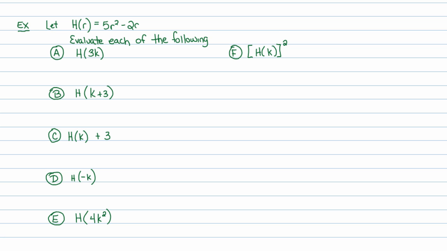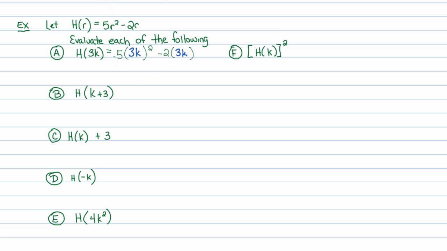well, I happen to know that h of r is equal to 5r squared minus 2r. When I'm asking what h of 3k is, it's essentially saying wherever I see an r in the original function, replace that with the value 3k. So what I'll do is I'll go ahead and rewrite this as 5 times something being squared minus 2 times something. And in that place that used to be r, I'll replace that with 3k.